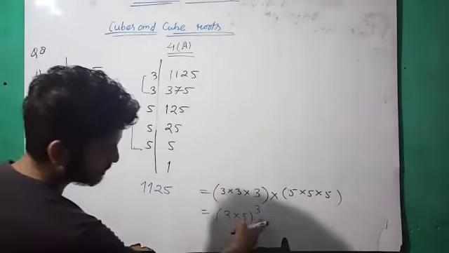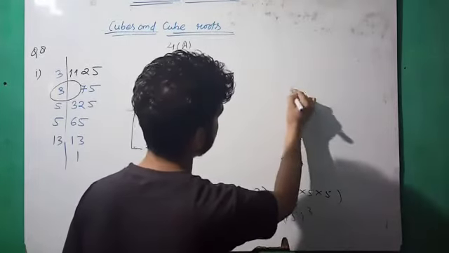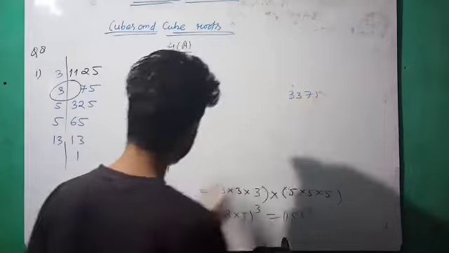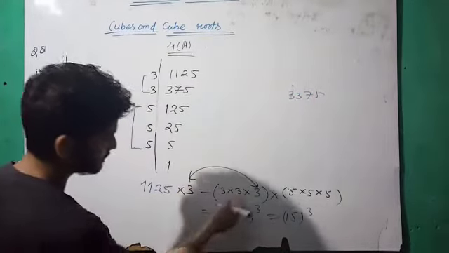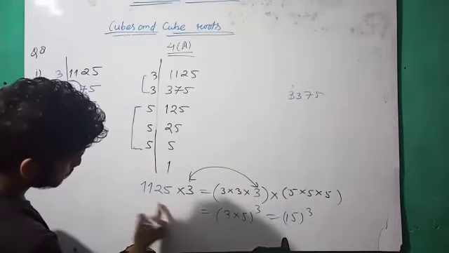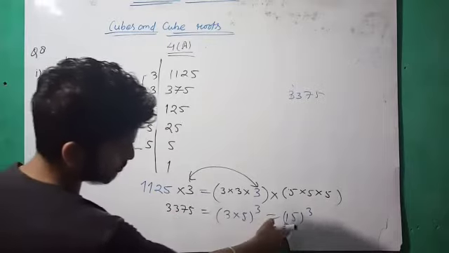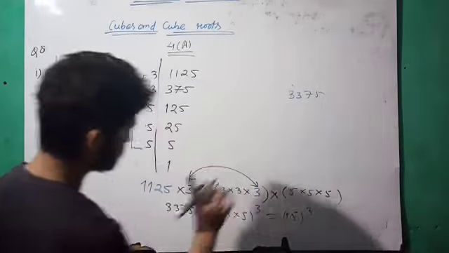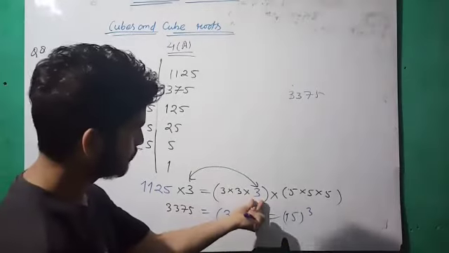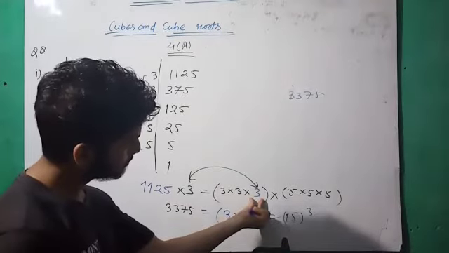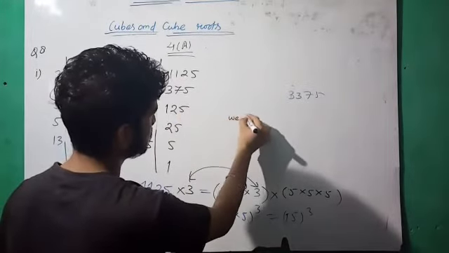3 into 5 cube is 15 cube, and we know 15 cube is 3375. So we multiply this number by 3, and the product is 3375, which is the perfect cube of 15. So we have two questions: first, the number by which we multiply this number. The answer is 3.